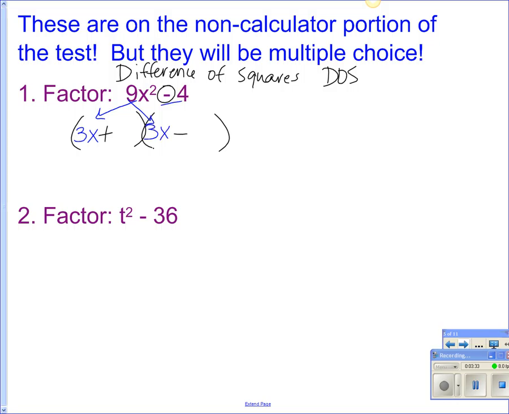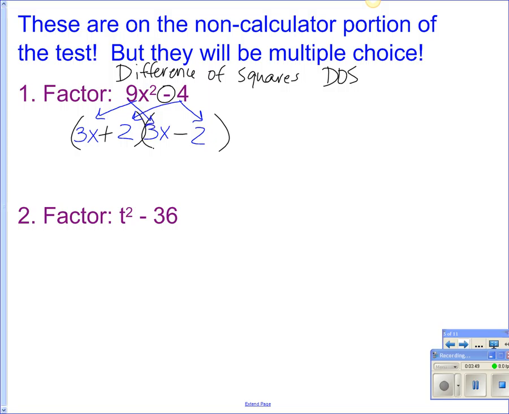Then we're going to split the 4 up. What times what gives us 4? 2 and 2. And they're always going to match, except for one's going to be a plus, one's going to be a minus. All right, that's your answer. That's all you have to do on that one. Okay? All right, so write down number 2.